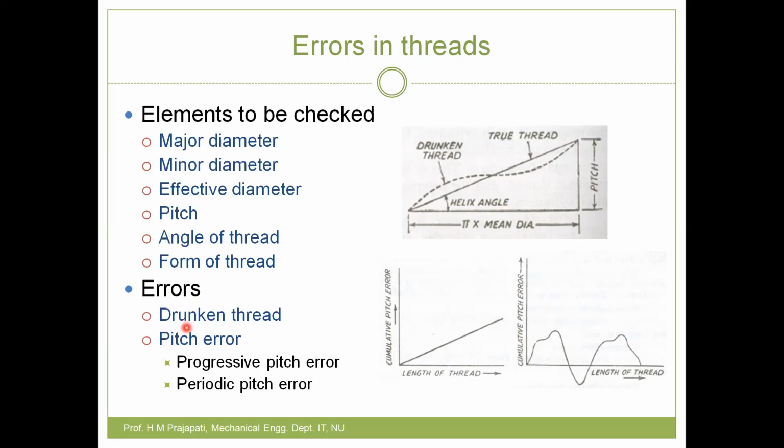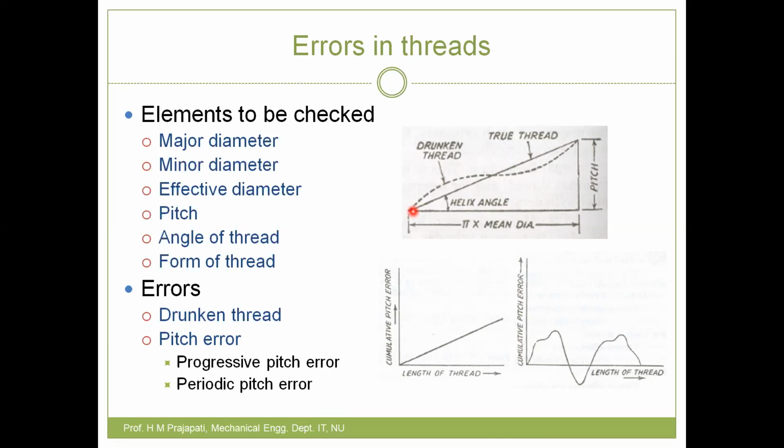The first one is the drunken thread. First of all, what is a helix? A helix is a curve. If you consider any point rotating about the lateral surface of a cylinder, and during rotation it is also moving straight along the axis, then the curve traced by that moving point is a helix. Clear?